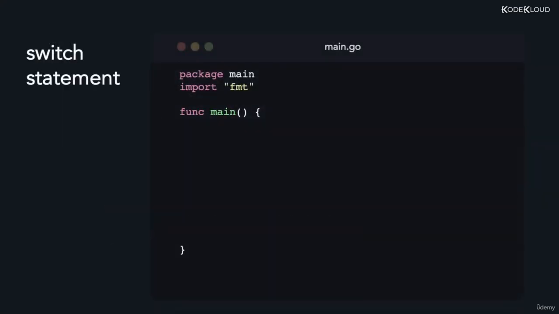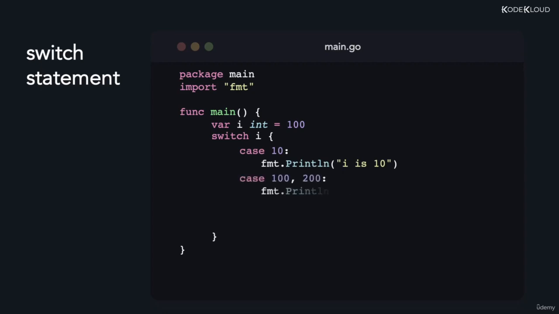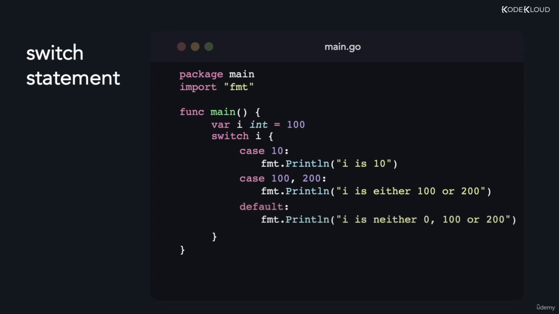Let's see an example. So let's initialize an integer variable and assign it the value 100. We're then going to write a switch case statement, and in this case, the expression is simply the variable I. This means our entire switch case now depends on the value of the variable I. So if the value of the variable I is 10, we want to print I is 10. If it's either 100 or 200, we want to print I is either 100 or 200. And then we have a default block, which will print I is neither 0, 100 or 200.